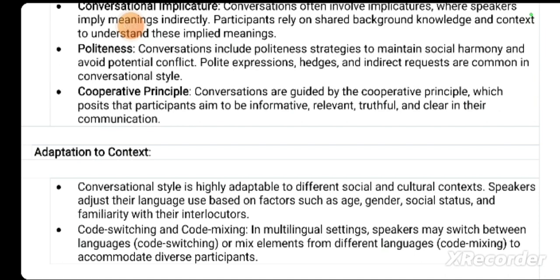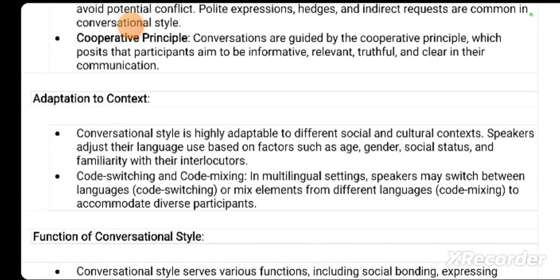You also see politeness strategies in conversational situations to maintain social harmony and avoid potential conflicts, like hedges and indirect requests. If you want to have something done and you are talking to somebody of higher status, you can request, and these are common in conversational style. You will see examples of all of these things in the later part of this lecture.